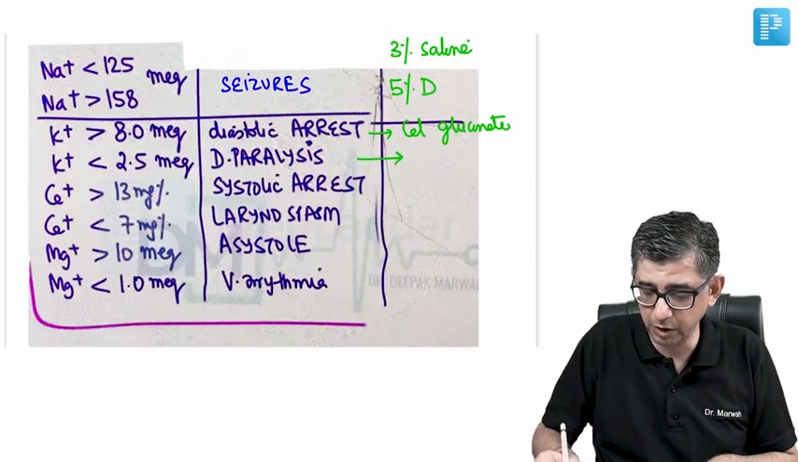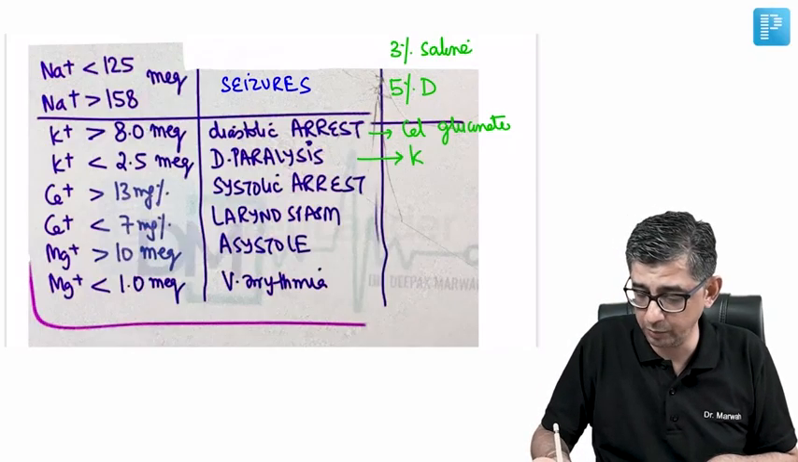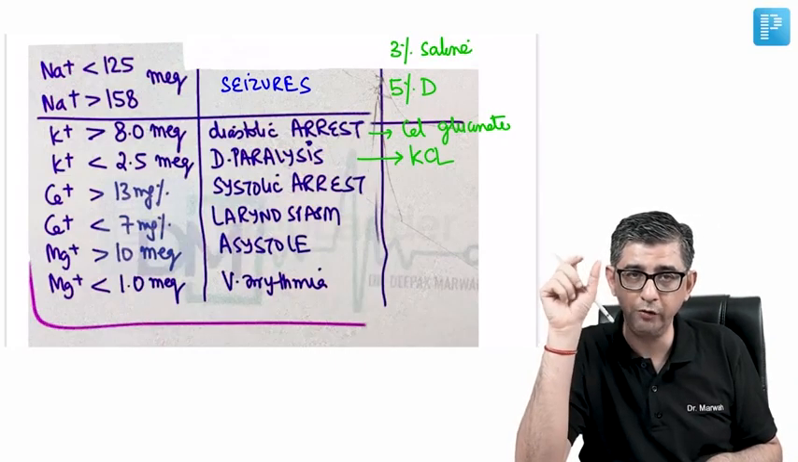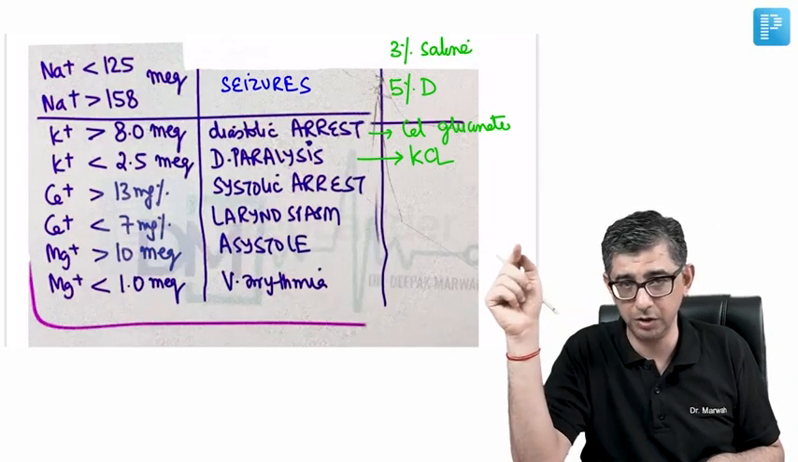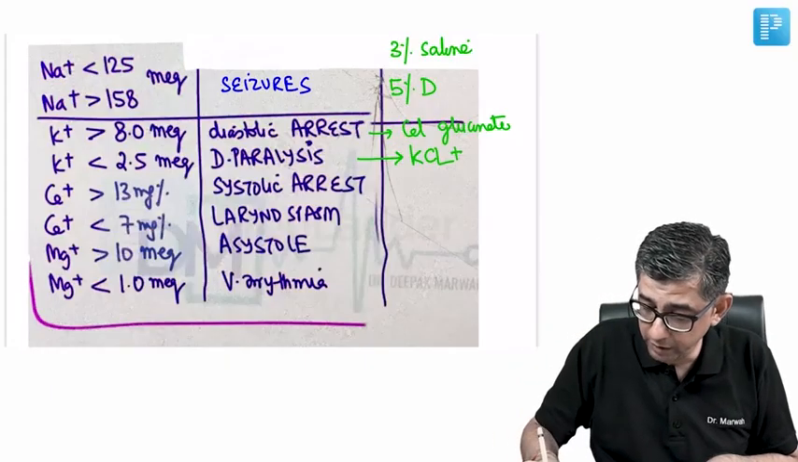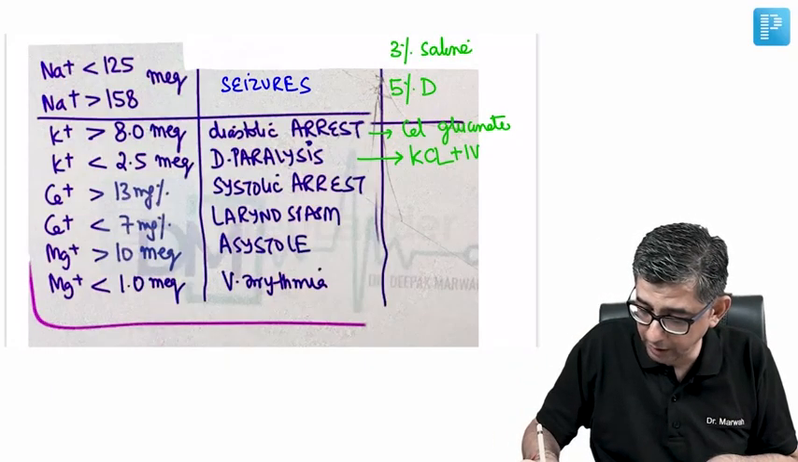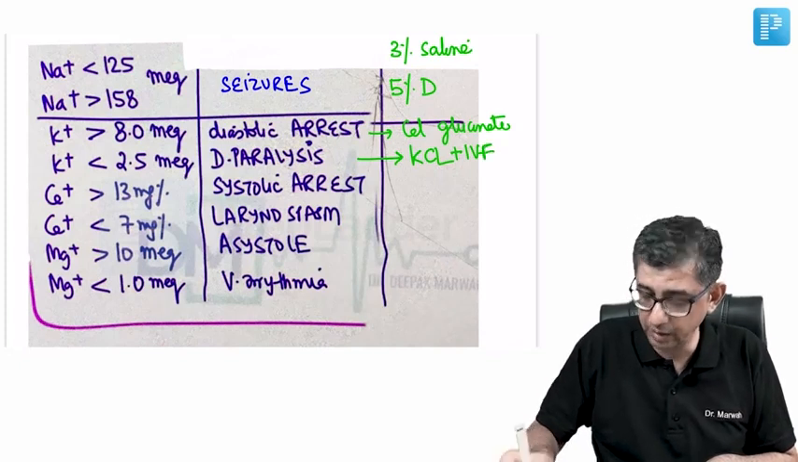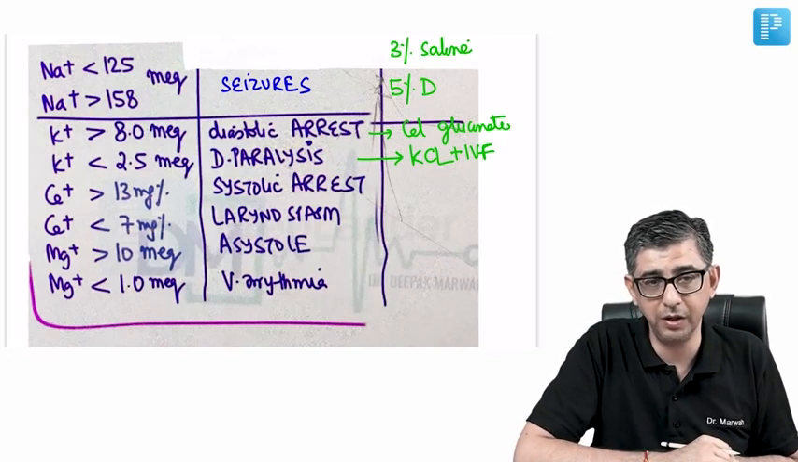Then if it's potassium becoming less, causing diaphragmatic paralysis, I will give potassium chloride. Remember that rule: to raise potassium by 1 milliequivalent in the blood, I need to give 200 milliequivalents of KCl to the patient. So that rule is to be remembered. Always give potassium chloride by adding it to IV fluids in the patient. Do not give it directly, otherwise a patient can develop a diastolic arrest.